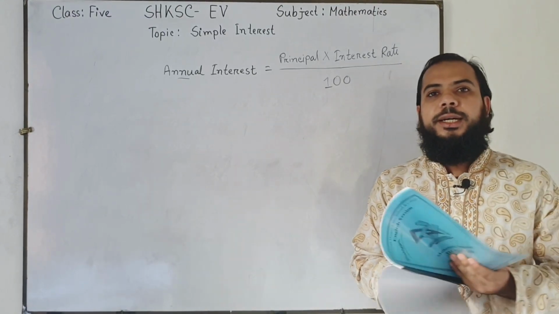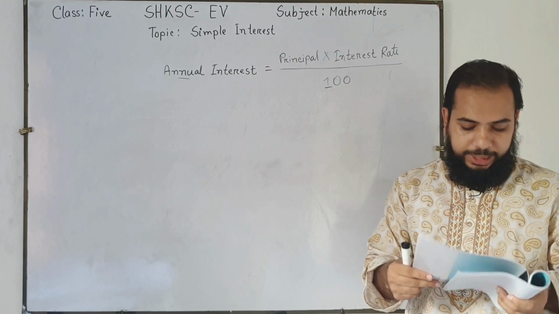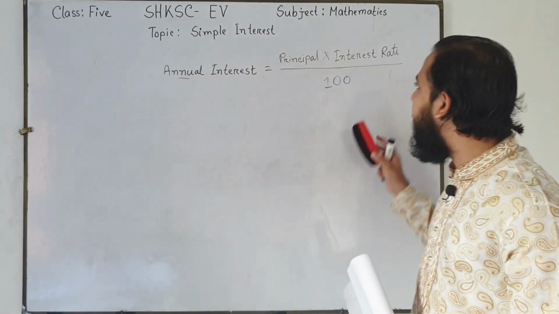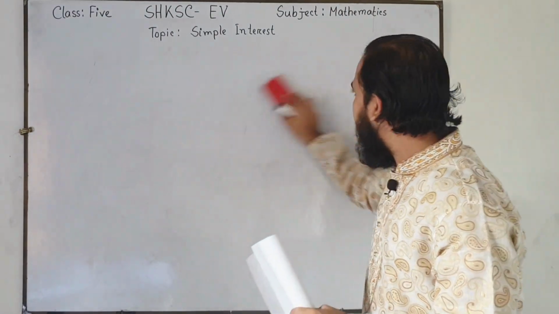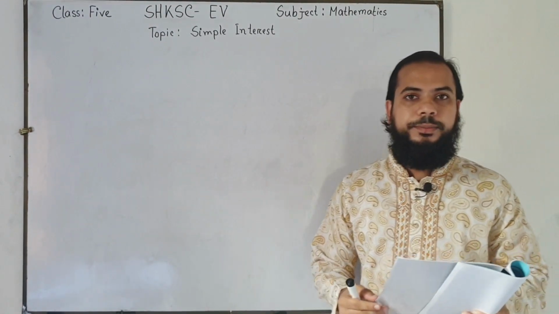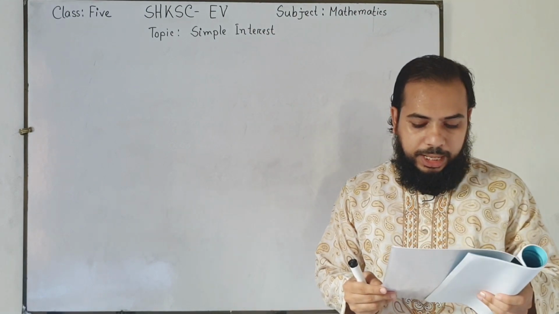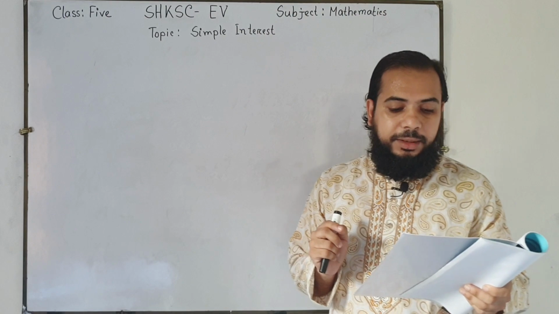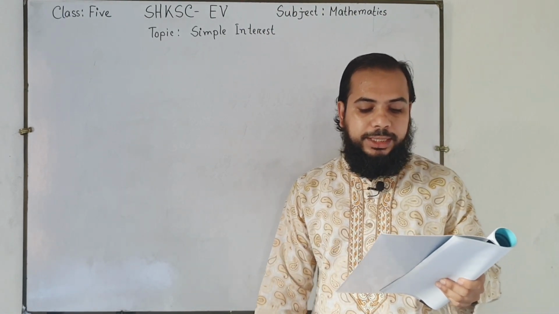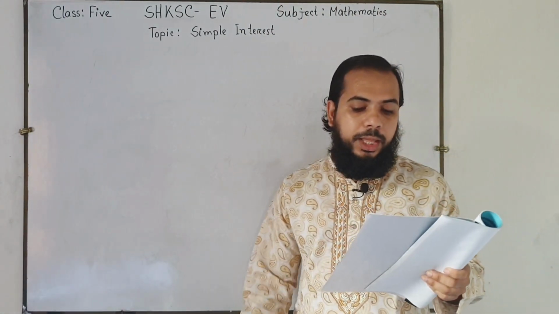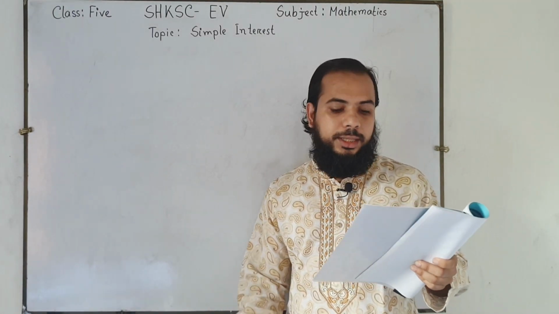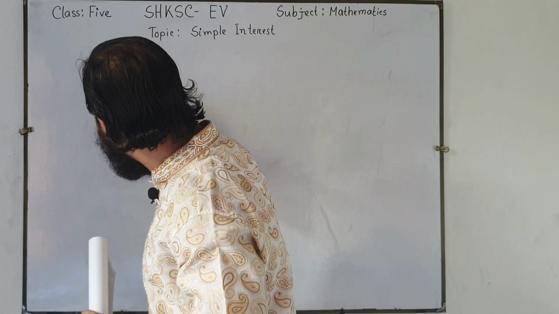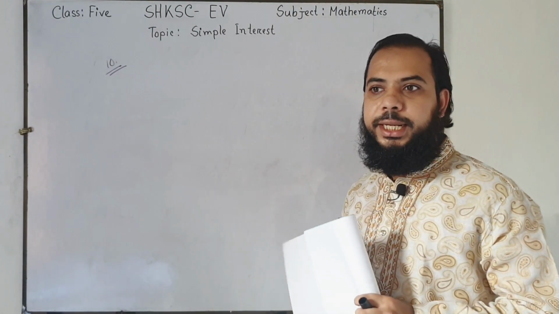Alright, now you take the suggestion and see question number 10 at first. Now we read the question aloud. Shamol Chakma borrowed 4,500 taka from a bank with an annual interest rate of 8%. Find the amount of interest after 1 year. That means question number 10. We will do question number 10 now.